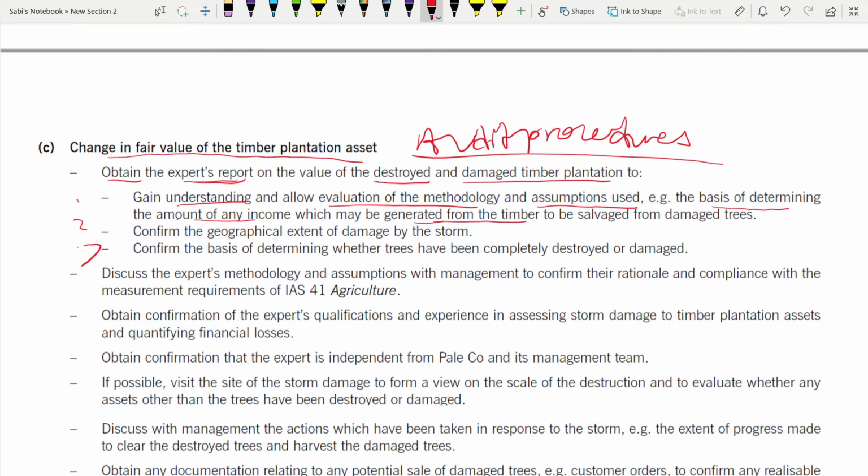Because this is a specialized area, you should have an understanding of how you determine income in this kind of asset, to be salvaged from the damaged trees, because some trees are damaged. So how do you recognize income? You need to have an understanding for this. These are very specific to this case study only. Next question, you cannot apply this, because your next scenario will be totally different.